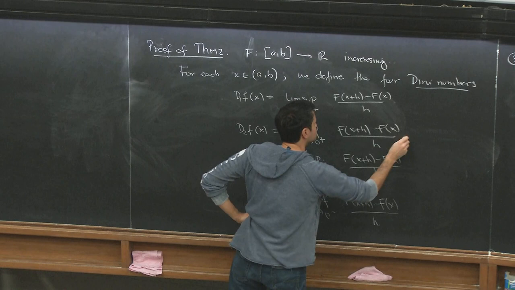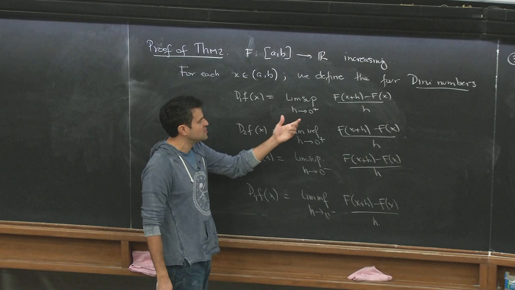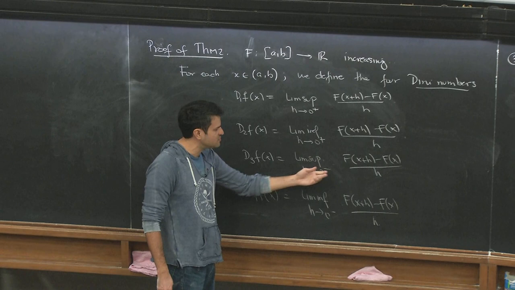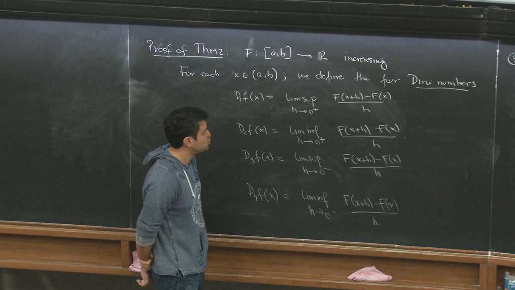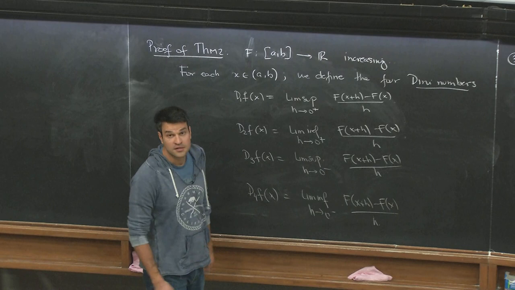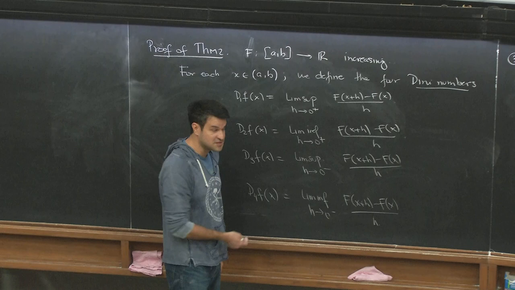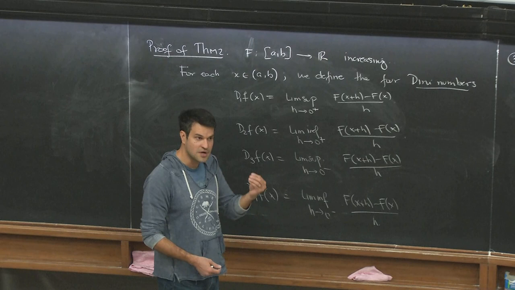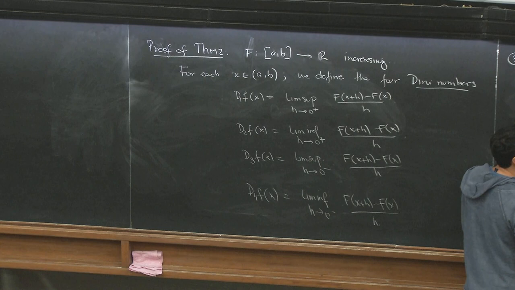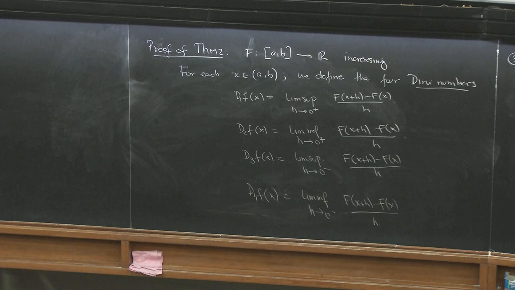So these numbers are the Lim sup and the Lim inf when h approaches 0 from the right, and the Lim sup and the Lim inf when h approaches 0 from the left, of the difference quotients. To show that a function is differentiable, I have to show that these four numbers are the same. If I come from the right or from the left, the Lim inf is equal to the Lim sup, which is equal to the limit. So the function is differentiable at the point x if and only if these four numbers are equal and finite. Okay, so this is what we have to show. Let's see if I can do this.